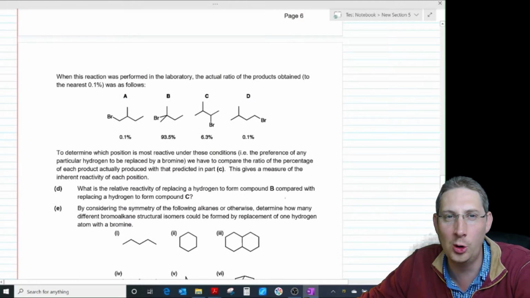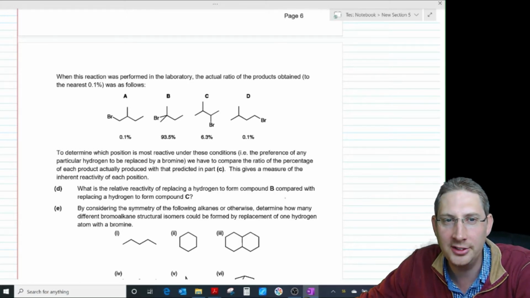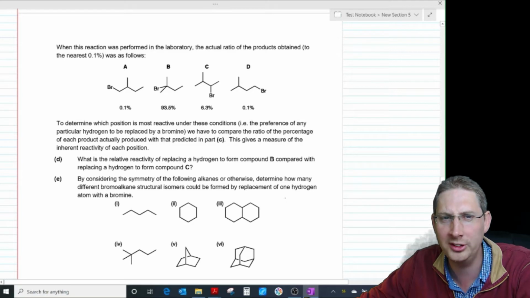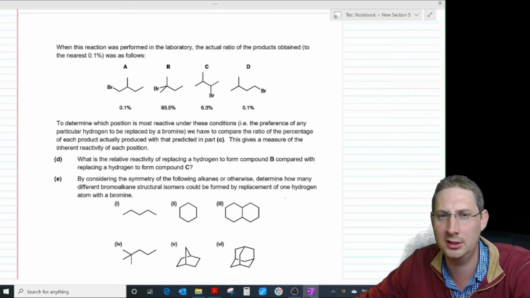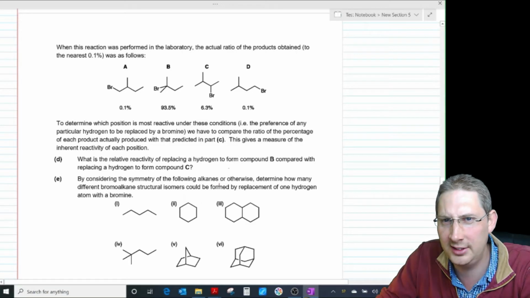When this reaction was performed in the laboratory, the actual ratio of products observed to the nearest 0.1% was as follows. Okay, so that's not what we'd expect. B actually turns out to be the most likely product. To determine which position is most reactive under these conditions, i.e. the preference of any particular hydrogen to be replaced, we have to compare the ratio of the percentage of each product actually produced with that predicted. This gives a measure of the inherent reactivity of each position. What is the relative reactivity of replacing a hydrogen to form compound B compared with replacing a hydrogen to form compound C?